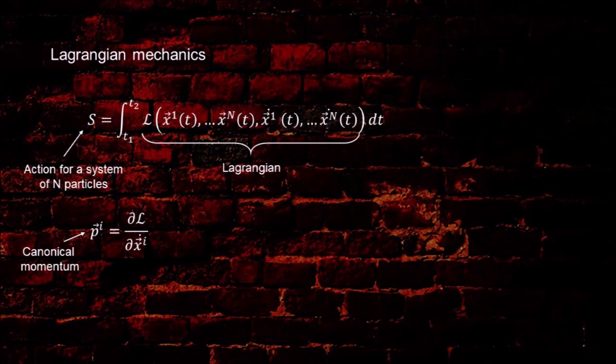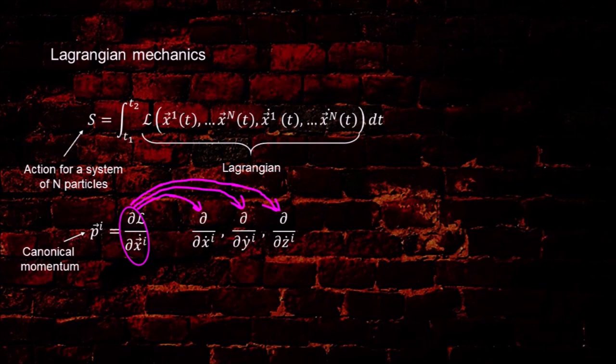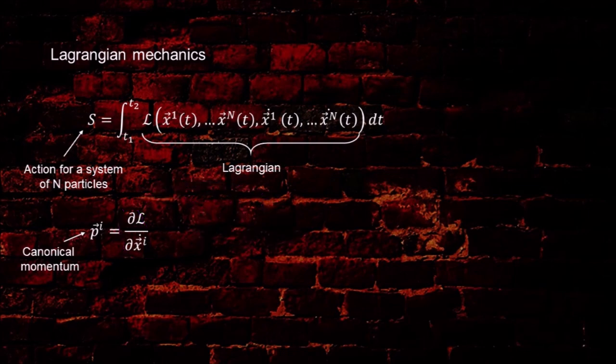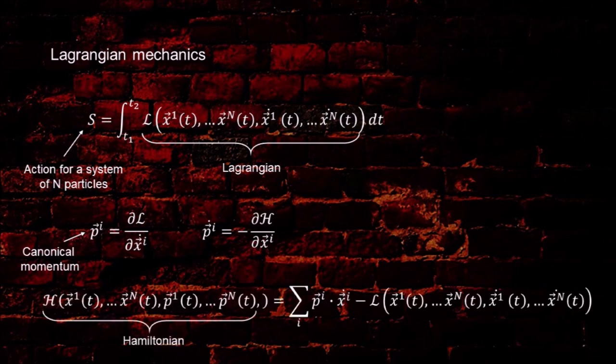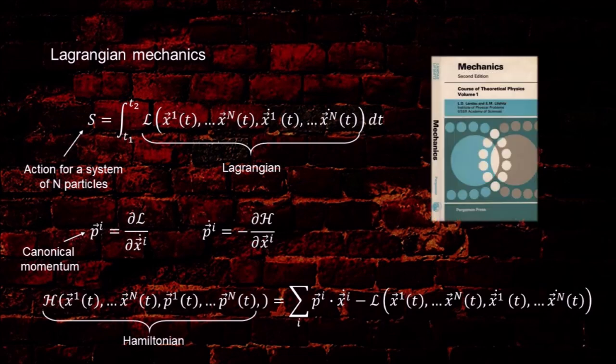I'm using a shorthand notation for the partial derivative with respect to the x, y, and z coordinates. The dynamics of this system are governed by these equations, where h is the Hamiltonian, defined like this. You can find this stuff in any graduate level book on classical mechanics if you need a quick review.